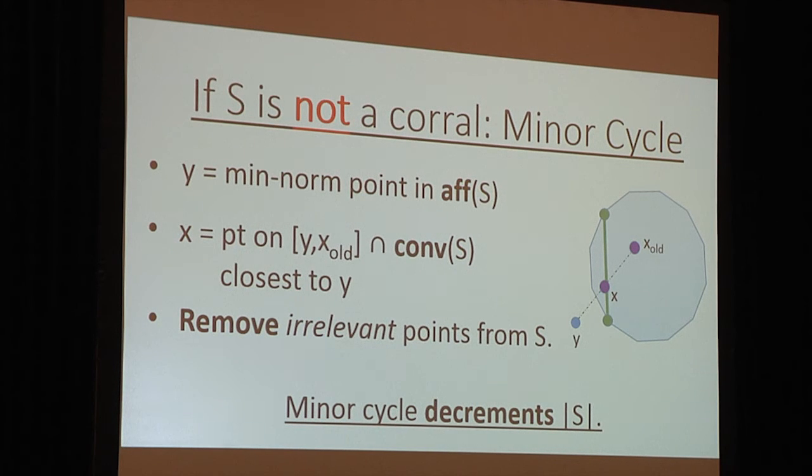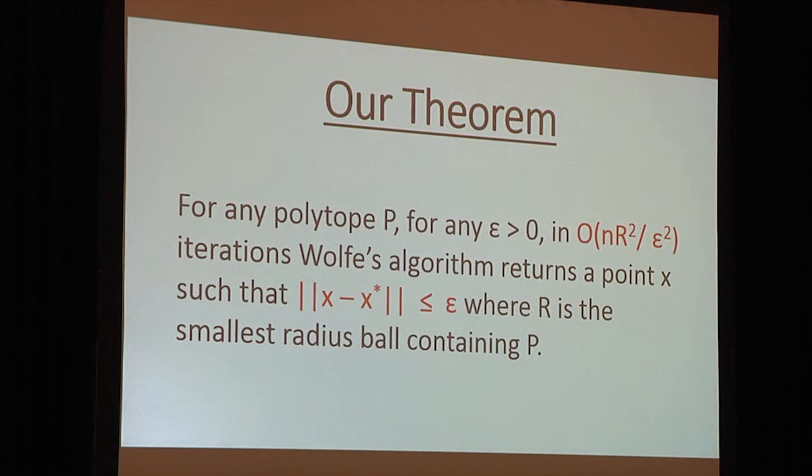And that's the only theoretical guarantee that I thought was known for this problem. So what we show is the following. More precisely, we prove that for any polytope which lies in a ball of radius capital R, n R squared by epsilon squared iterations of this Wolfe's algorithm will give me a point x which is epsilon close to the min norm point in the Euclidean norm.